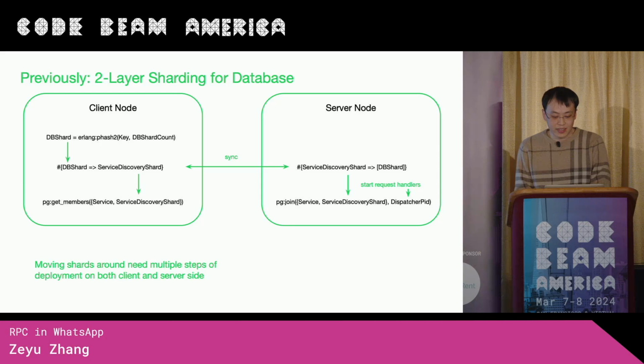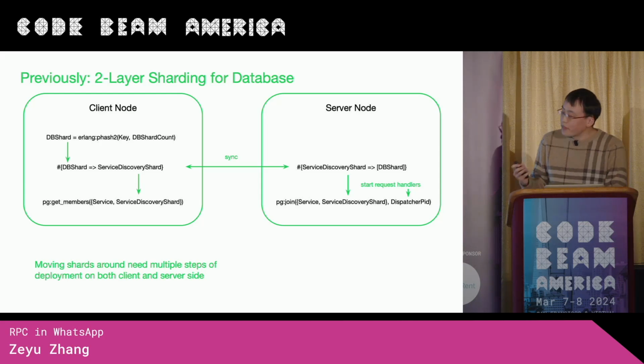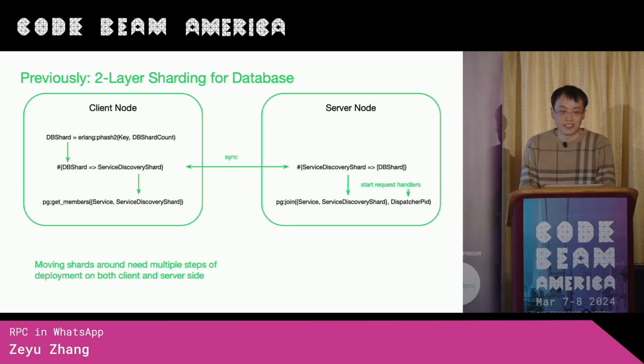So this map is stored on both the client side and the server side. And obviously they need to match with each other. And everyone who deploys code on both the server side and client side knows that it's hard. Moving a shard around takes multiple steps of deployment on both client side and server side, which is a big pain to us because we have so many machines.